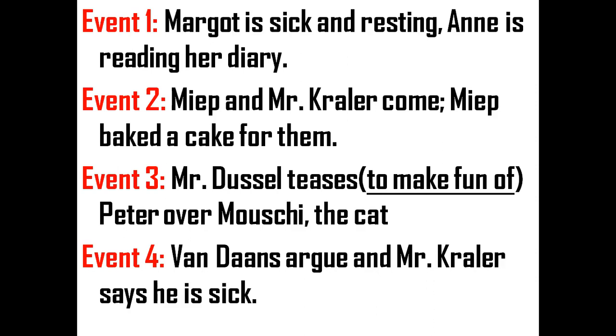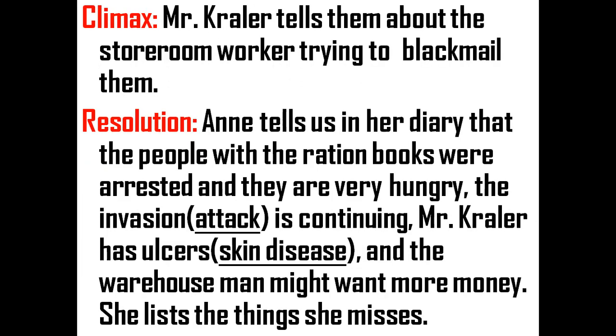In event 3, Mr. Dussel teases Peter over Mouschi the cat. Teases means to make fun of, to disturb someone. And Mouschi is the name of the cat. Event 4: the Van Daans argue and Mr. Kraler says he's sick. So these are the main 4 events in scene 1 of Act 2.